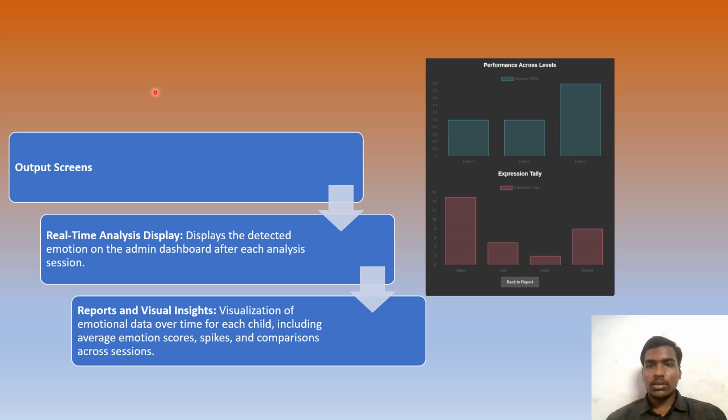Output screens. So this is the output screen of our project. The result is in the form of a bar graph, and the real-time analysis display shows the detected emotion on the admin dashboard after each analysis session. Reports and visual insights give visualization of emotional data over time for each child, including average emotions and highest emotion, score spikes, and comparison across the sessions.